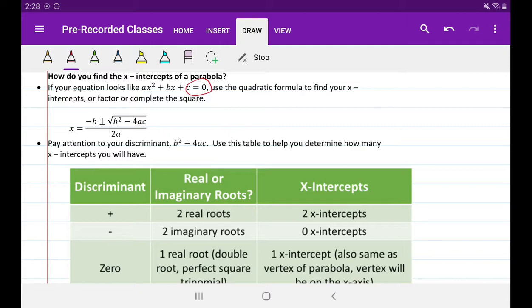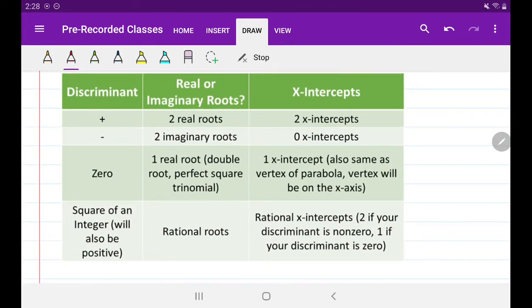If you're curious about how many x-intercepts you should end up with at the end of the problem, you can take a look at your discriminant, which is b squared minus 4ac. This table gives us a breakdown of how we can use the discriminant to figure out how many x-intercepts we'll have. If your discriminant is positive, then you'll have 2 x-intercepts. If it's negative, you'll have 0 x-intercepts, and if it's 0, then you'll just have 1 x-intercept. That x-intercept will also be the vertex of the parabola, and it will be on the x-axis. That's a neat relationship, and a lot of things work out if you have that situation in play.